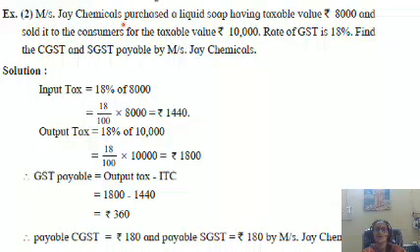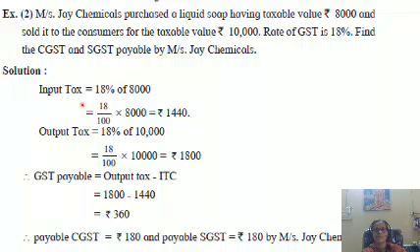Measures J Chemicals purchased a liquid soap having taxable value of rupees 8,000 and sold it to the consumers for the taxable value of rupees 10,000. Rate of GST is 18%. Find CGST and SGST payable by Measures J Chemicals.